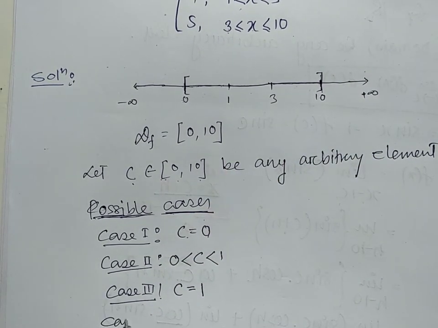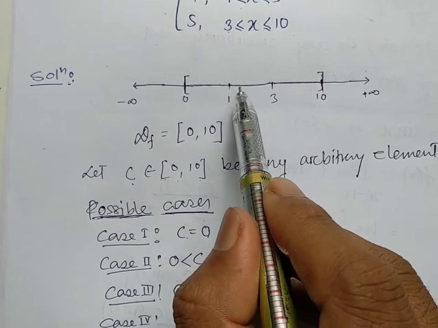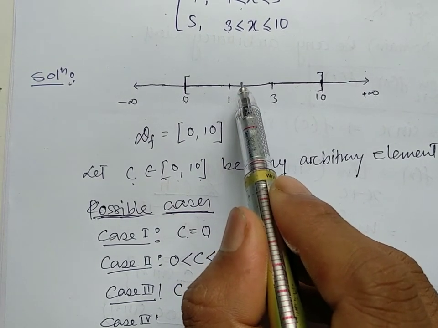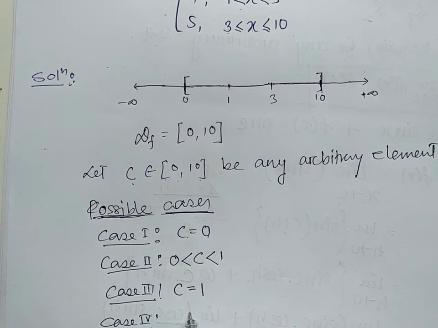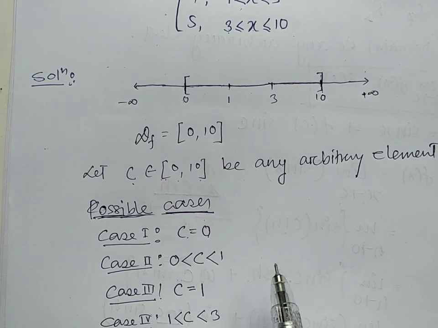Case 4. So fourth case. What will be the consideration? Then we can seek the continuity of the function at any real number which lies between 1 and 3. That means c greater than 1, less than 3. We will try to seek the continuity of the function at any point which lies between 1 and 3.